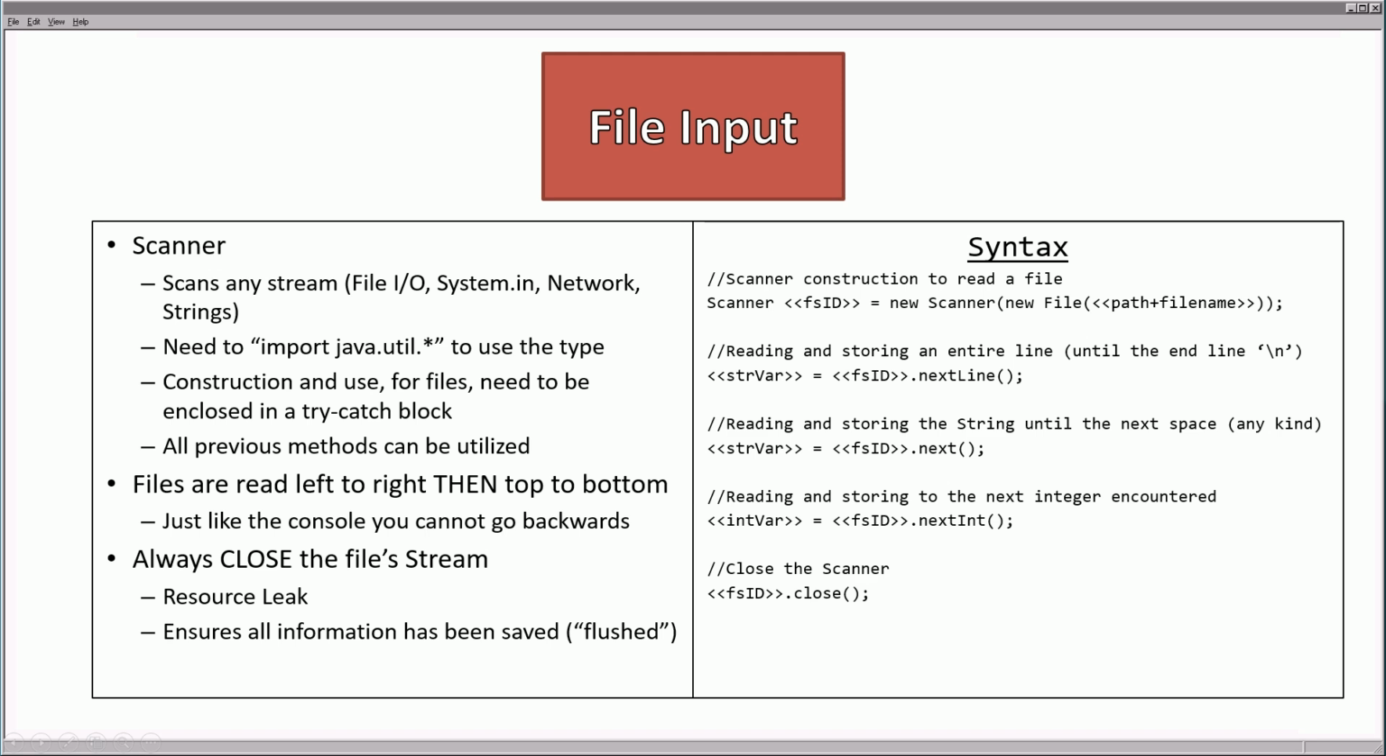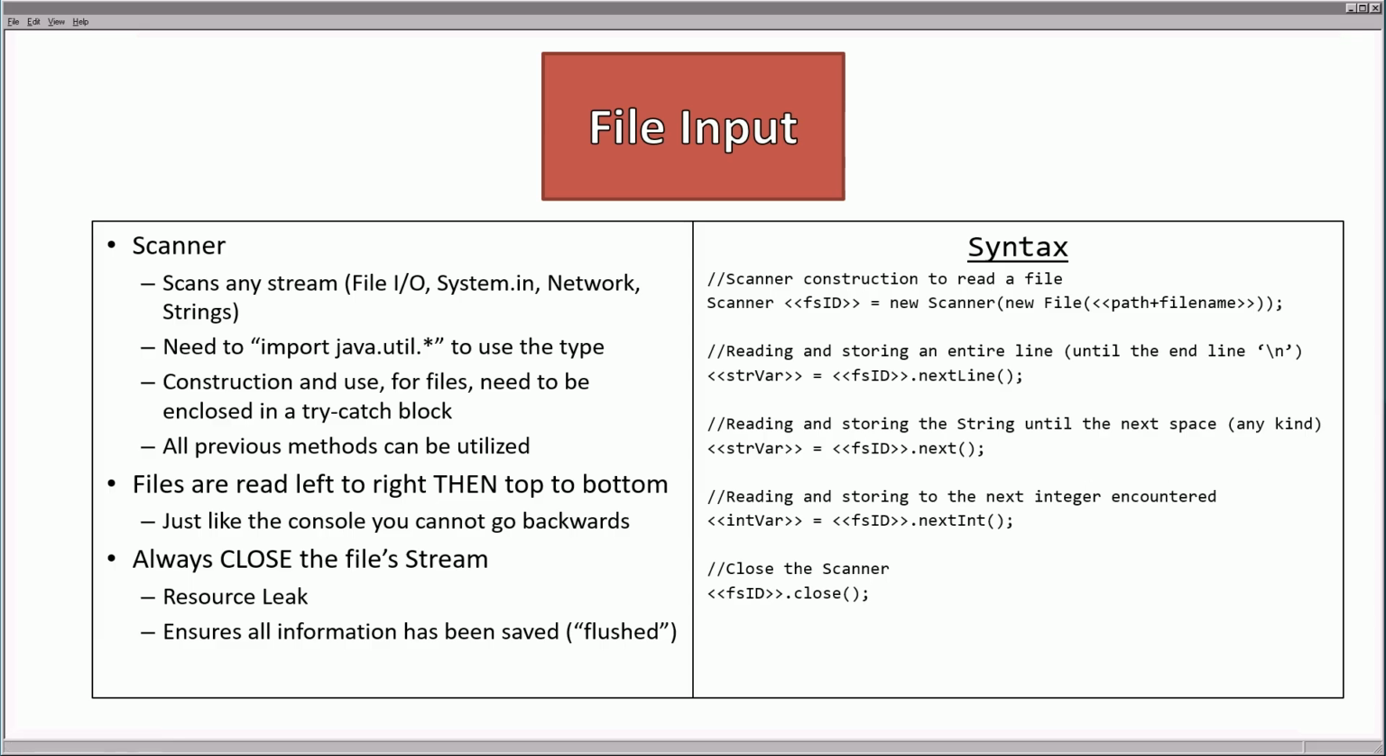Some very common methods that we should consider using is if we're reading the entire line. So starting from wherever the cursor starts in the file up until it encounters a new line, we can use the method nextLine to basically read this entire string and store it into the string variable.